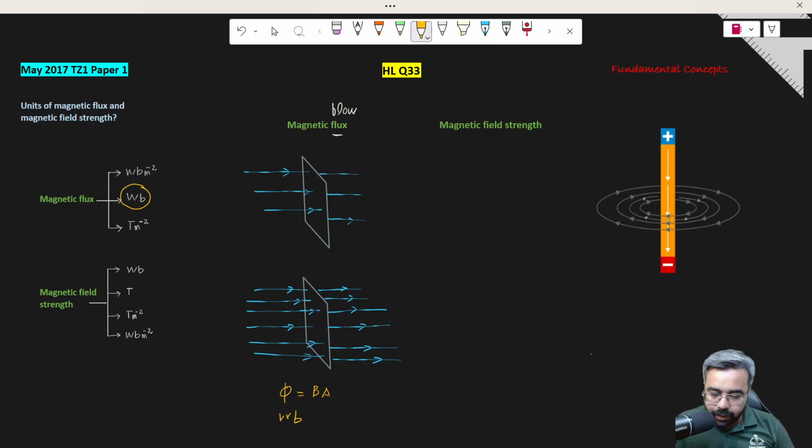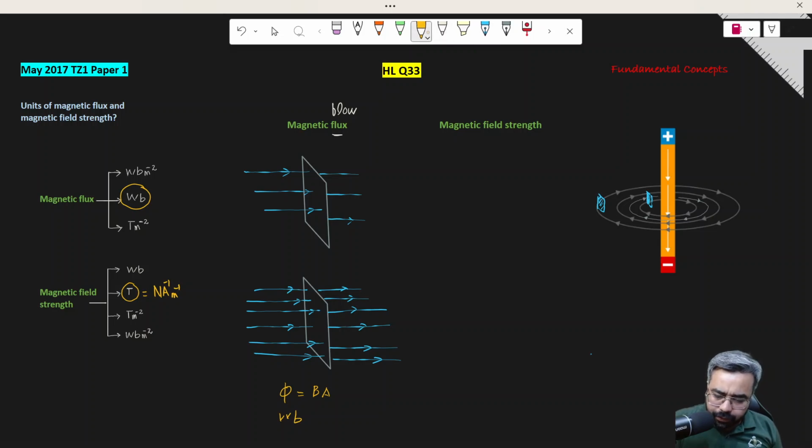Now, magnetic field strength. We have to identify a unit of magnetic field strength irrelevant of the flux, and generally its unit is Tesla, which equals Newton per ampere per meter. But if you put the same surface in the magnetic field, you can see that when you put the surface here, more lines are passing through the surface, but when you place this surface over here, fewer lines are passing through it.